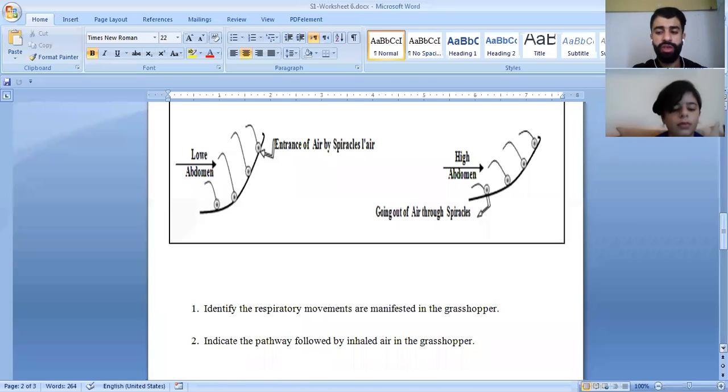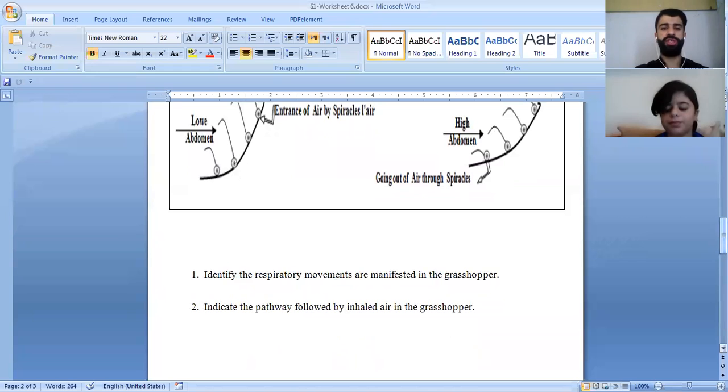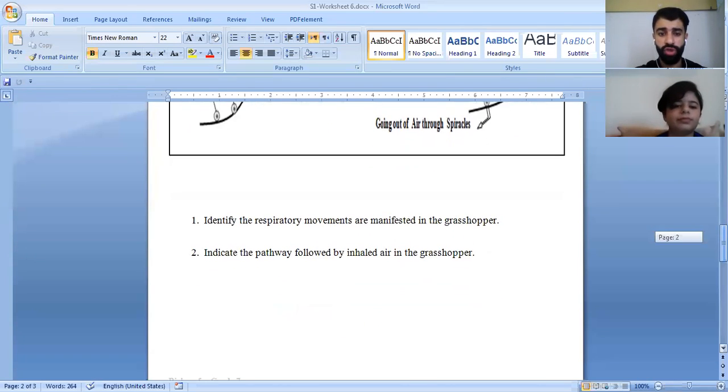Indicate the pathway. You have to say the pathway of the air. First, it goes through the inhaled air, and then it moves to the spiracles, then to the trachea, and then to the different organs. So the pathway: it enters with the spiracles in the insects, and then it moves to the trachea, and then it moves to the different organs. The spiracles are the holes that allow the air to enter into the trachea, which is the respiratory organ, and the air then moves to the different organs.